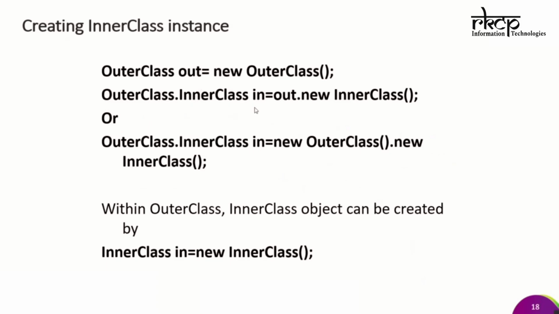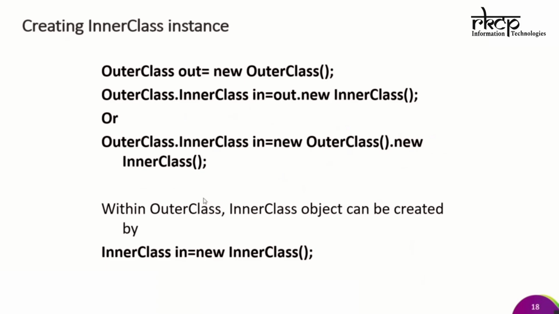In this way, the inner class cannot be accessed directly. You can only access it with the outer class. So outer class dot inner class, then object name equal to. First, you will create an object of the outer class. Then you will create an object of the inner class. Means new outer dot new inner.